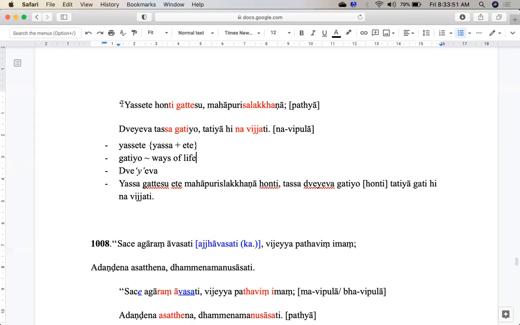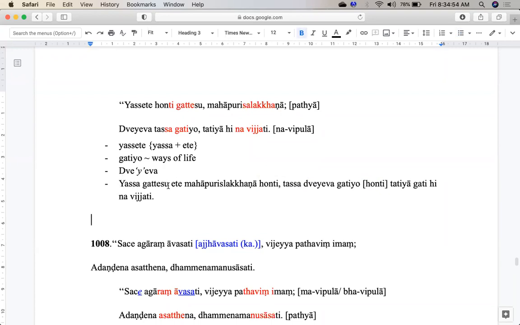Okay, here there are two clauses. The first one is yasa. The second one is dasa. Ya and da are related. So that is why, as an easy way, the sentence structure should be: yasa gadesu iti Mahapurisa Lekhana onti. After that, dasa dwewa gadiyo onti should be understood in this part. Dasa dwewa gadiyo onti. So dadiya gadihi na vejati.